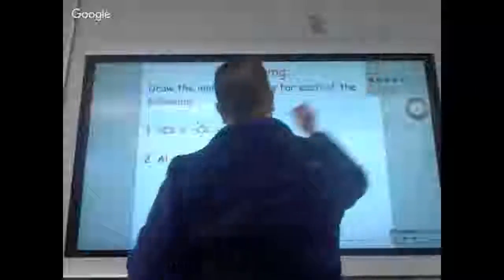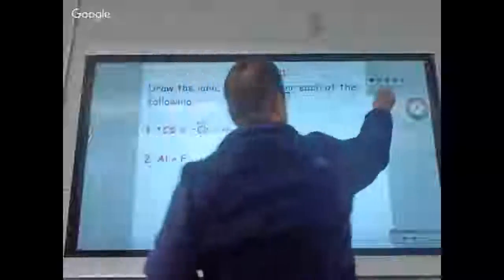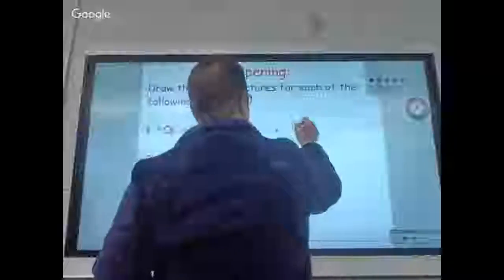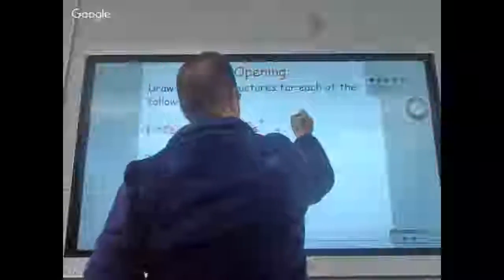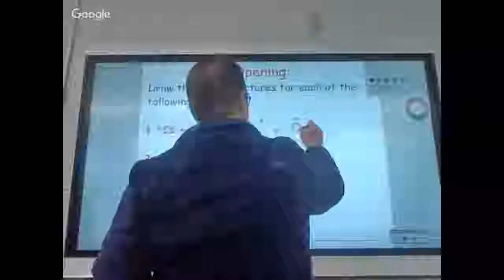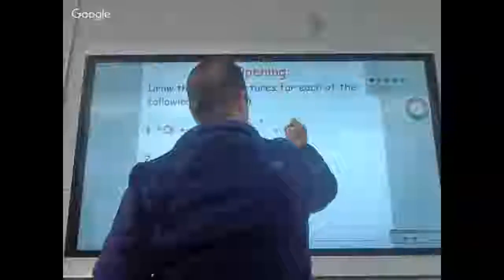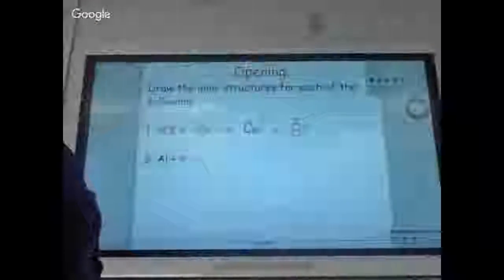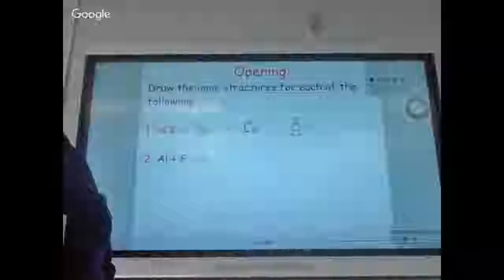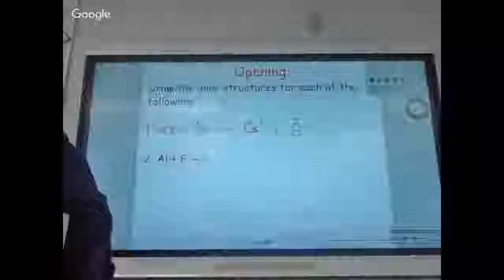So we all know CS is going to lose its dot, and O is going to gain its dot. So CS is going to have a +1. O is now going to have 7 dots. Now, is that the way it's going to stay? No. Because that's what it's done so far. It's gained 1 electron. Is it happy with a -1 and 7 dots? No. So you can't leave it that way.